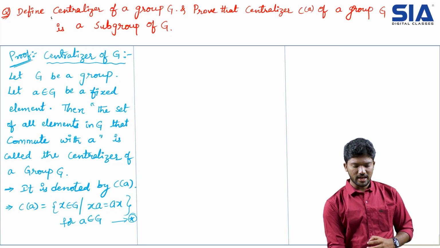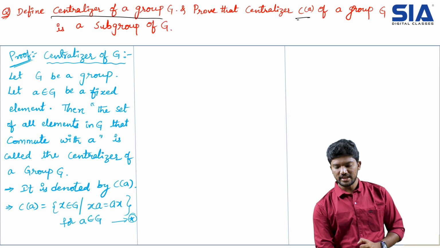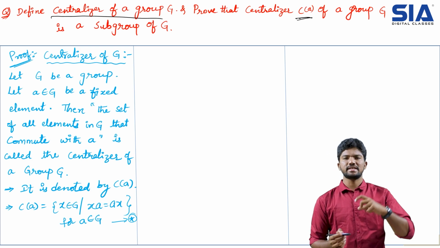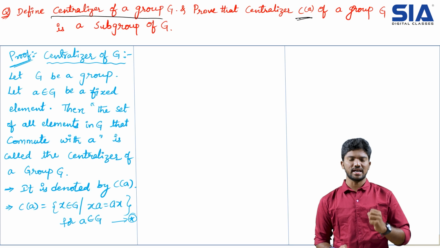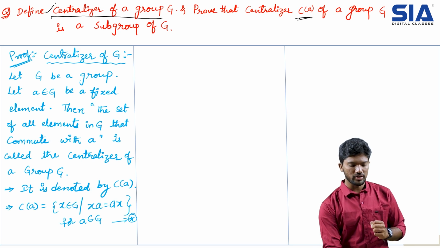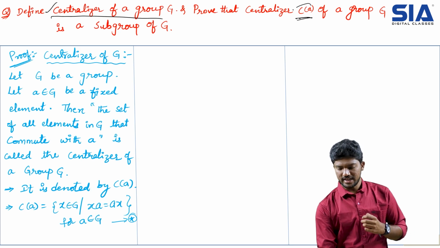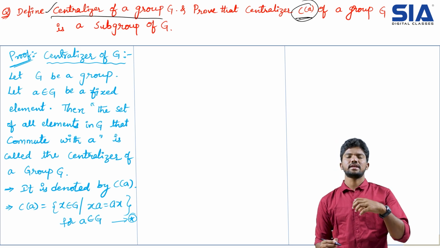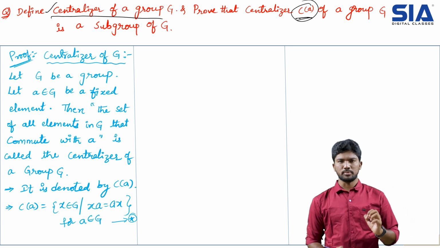Define the centralizer of a group capital G and prove that the centralizer of a group capital G is a subgroup of capital G. Okay, so in this question, first of all we have to define the centralizer of a group capital G, and then show that it is a subgroup of capital G. So first of all, see the proof.